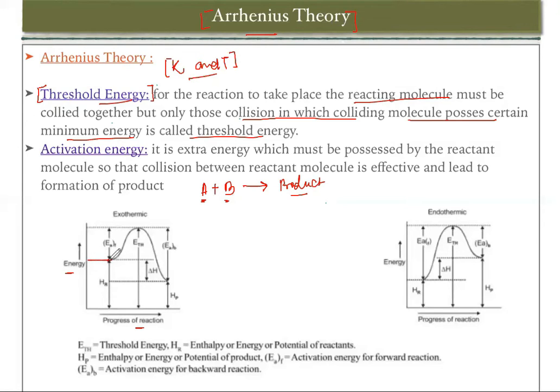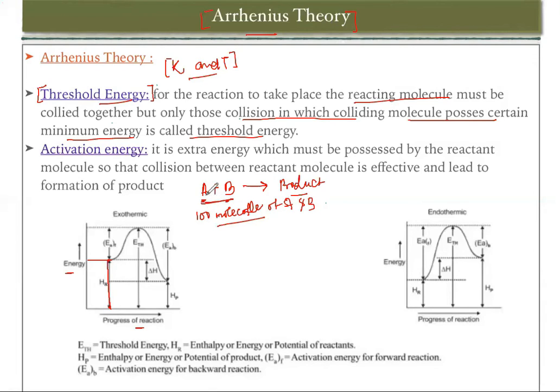This is the amount of energy that is available for the reacting molecules, A and B, right? We can't say that all the molecules of A and B are going to react because all the molecules do not possess a sufficient amount of energy. So let us take the example: let us take 100 molecules of A and B.